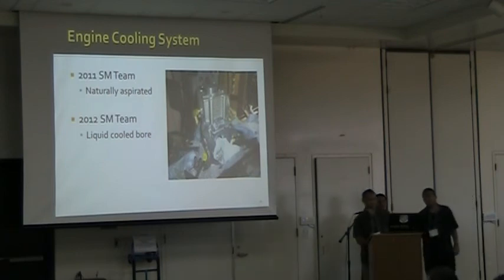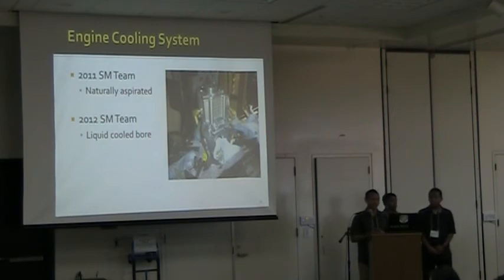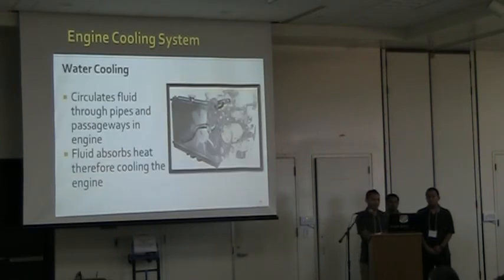So for the cooling system, last year they used a naturally aspirated, air-cooled system that has just fins around the cylinder which dissipate the heat. But with our engine being within the shell and the body of our vehicle, we chose to design a liquid-cooled bore which can dissipate more heat. This is a four-cylinder example. The antifreeze circulates through pipes and passageways of the engine to dissipate the heat needed to increase the efficiency.